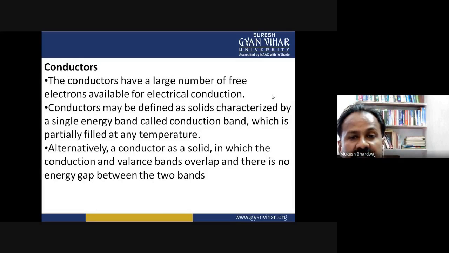Conductors have a large number of free electrons available for electrical conduction. A conductor may be defined as a solid characterized by a single energy band, called the conduction band, which is partially filled at any temperature. Alternatively, a conductor is a solid in which the conduction and valence bands overlap and there is no energy gap between the two bands. So, in the case of conductors, the conduction band and the valence band overlap each other.